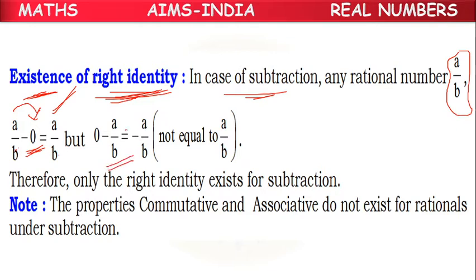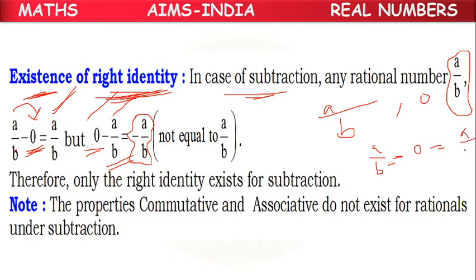But if we subtract the rational number from 0, that means 0 is on the left side of subtraction, then instead of a by b, we will get the result minus a by b. Means if we have a rational number a by b, and we are doing subtraction with 0: if 0 is on the right side of subtraction, then the value will be a by b only. But if 0 is on the left side of subtraction, the value will be minus a by b.